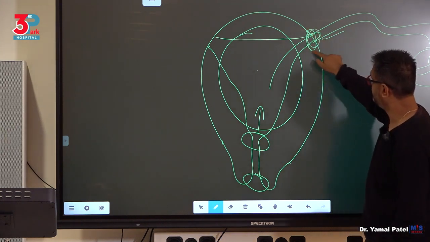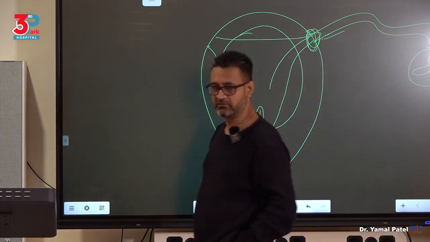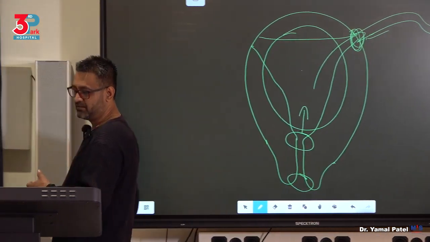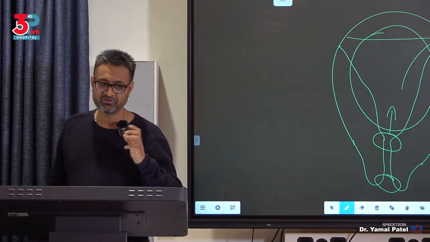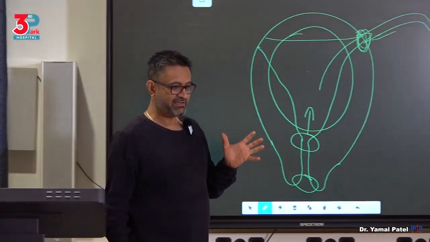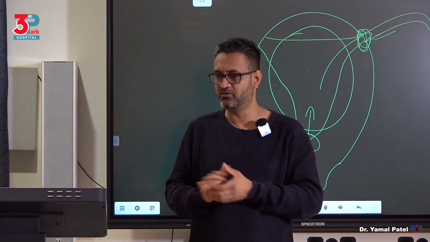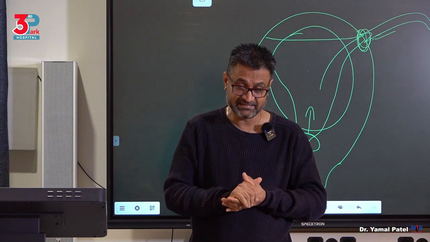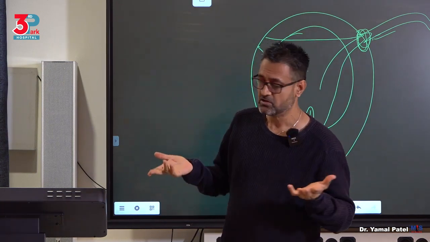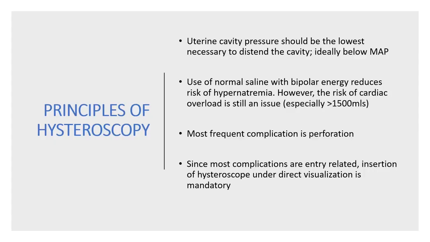Like this one opens up at around 70 millimeters of mercury. So when you go above 70 millimeters of mercury, you will actually distend the ostium and fluid will go out. This is around 45. Okay? So you want to keep your fluid pressures, if possible, around 70 or below. You get it? But this is just theoretical. So in a practical sense, you want to keep your pressure to the lowest necessary, enough to distend the cavity.